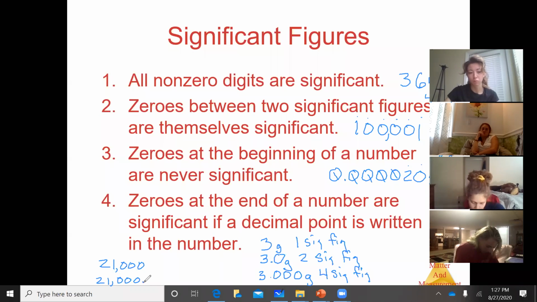What that dot tells you is that this scientist actually measured this value all the way to the ones. This one here is like, it's 21,000 gallons, plus or minus. This one is like, no, it's exactly 21,000 gallons. So this guy up here, these zeros, I don't know if they're significant. Sometimes we say they're ambiguous. So I'm going to go with 2 sig figs for that top one. The bottom one though, on the other hand, we can include those zeros in the significance. So 1, 2, 3, 4, 5 sig figs.